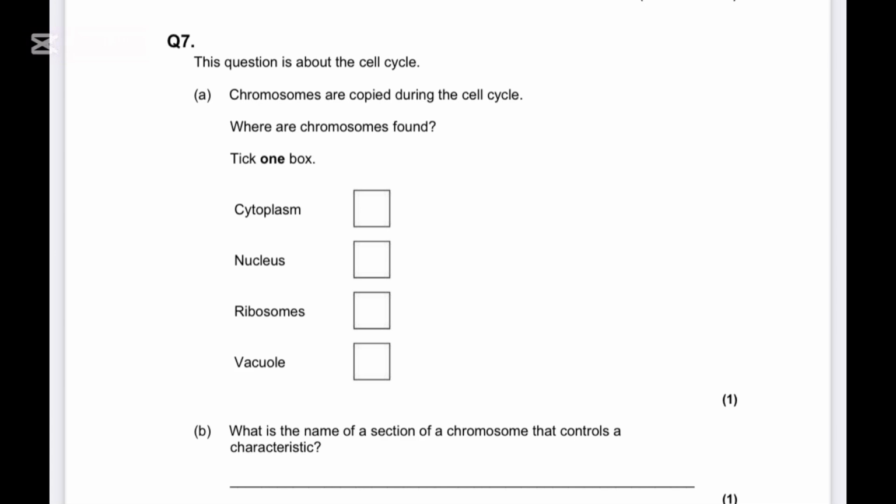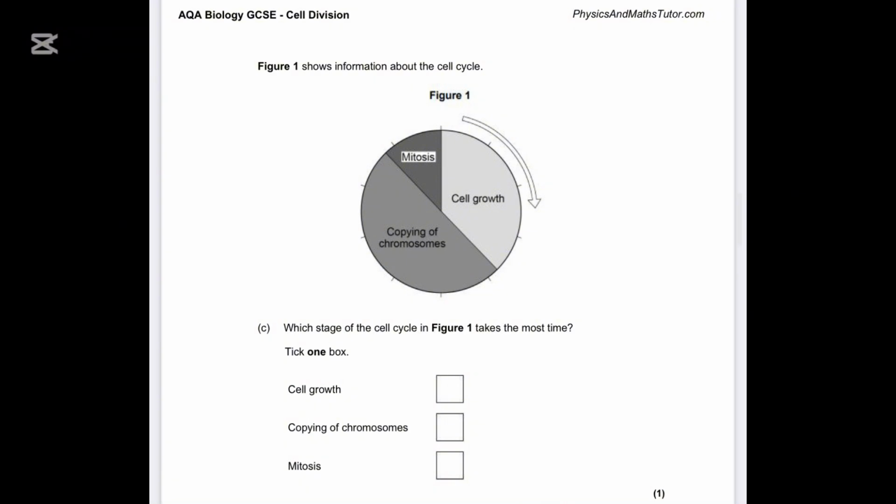This question is about the cell cycle. Chromosomes are copied during the cell cycle. Where are chromosomes found? Chromosomes are actually found in the nucleus, and the gene is present in the chromosome. The next one is, what is the name of the section of a chromosome that controls the characteristics? That's the gene.